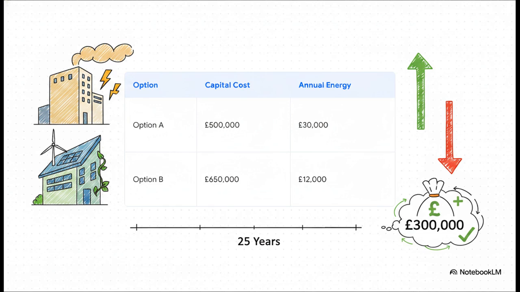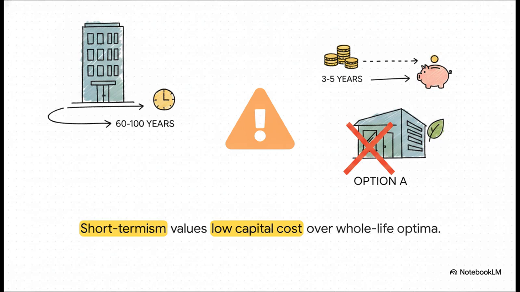Over a 25-year period, front-loading that extra £150,000 for the sustainable Option B actually saves you a whopping £300,000 total. This completely proves that going green is a rational economic reality, for sure, not just a luxury. Yet, despite that crystal clear math, we hit major roadblocks.